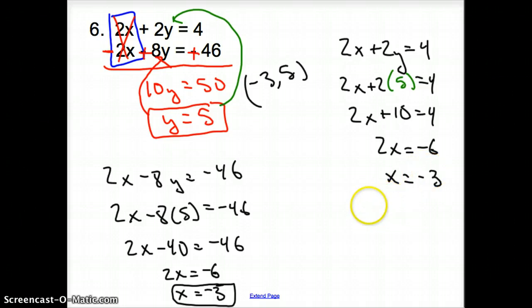Did I get the same x? Absolutely. If we got a different x, we would have done something wrong either in this equation or in this equation. But since we have the same x's, we know we did it right. You do not have to solve for both equations. You just have to make sure you get an x and a y. I just wanted to show you it does not matter what equation you put it in for.